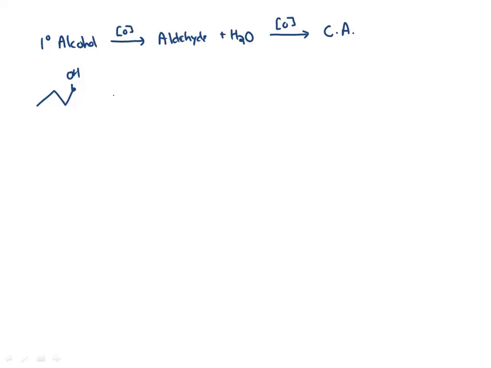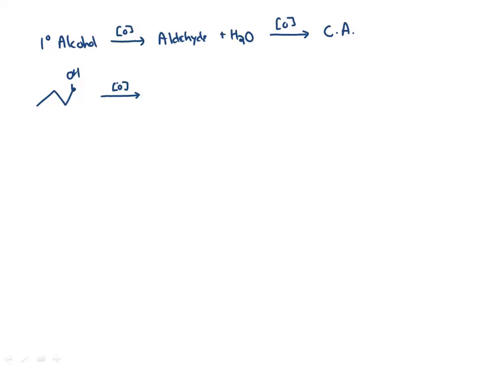So we've got a primary alcohol, and we're going to oxidize it to get an aldehyde plus H2O. And I'm going to take that aldehyde and oxidize it further to get a carboxylic acid. So here's an example of a primary alcohol. And again, I'm going to oxidize it.